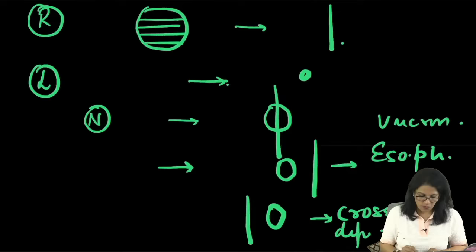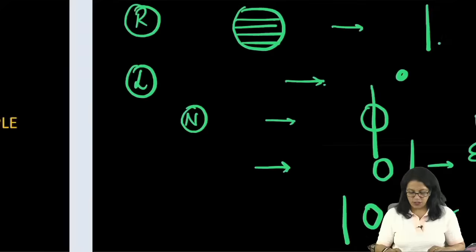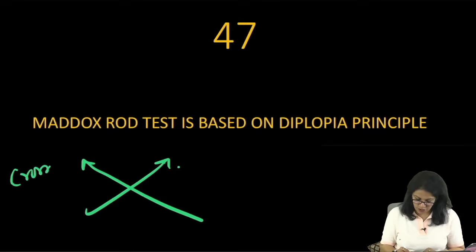This is what they have asked you. You should know what is crossed and uncrossed. I think I have taught you all: make a cross, make an arrow. You will never forget that crossed diplopia is a feature of divergent squint.